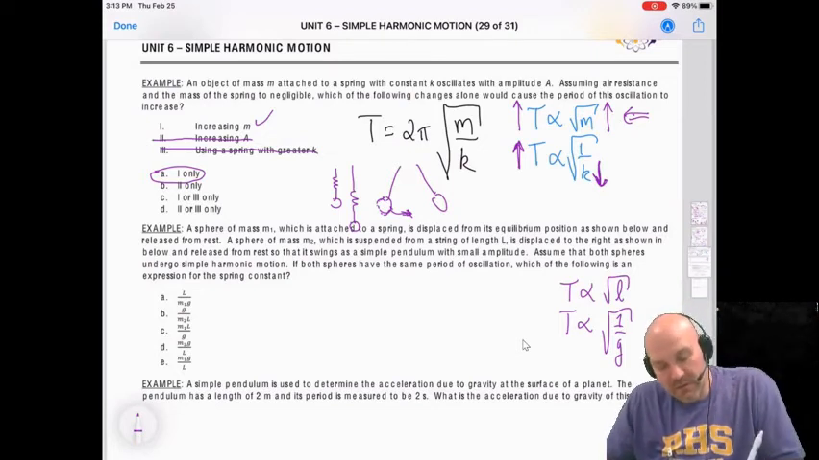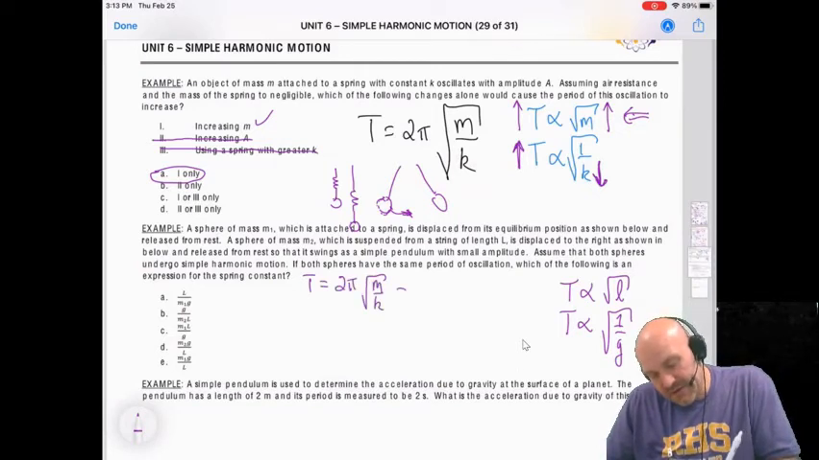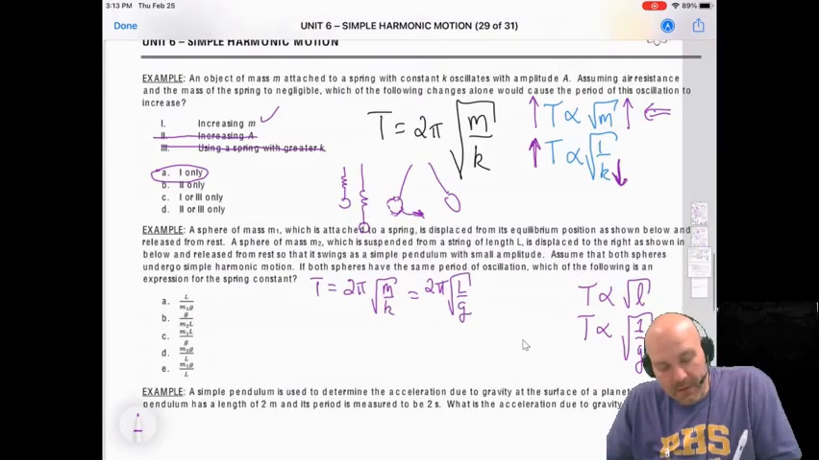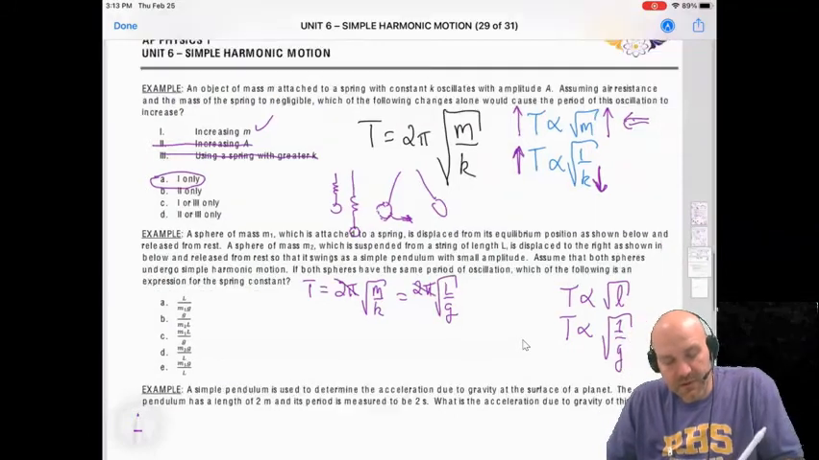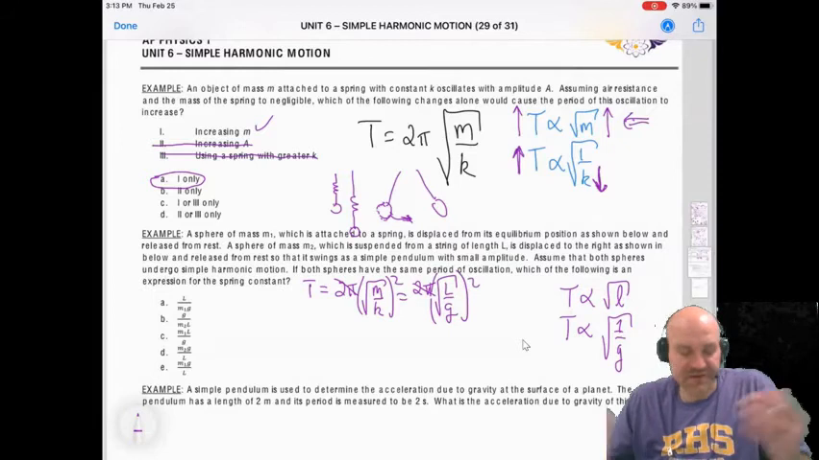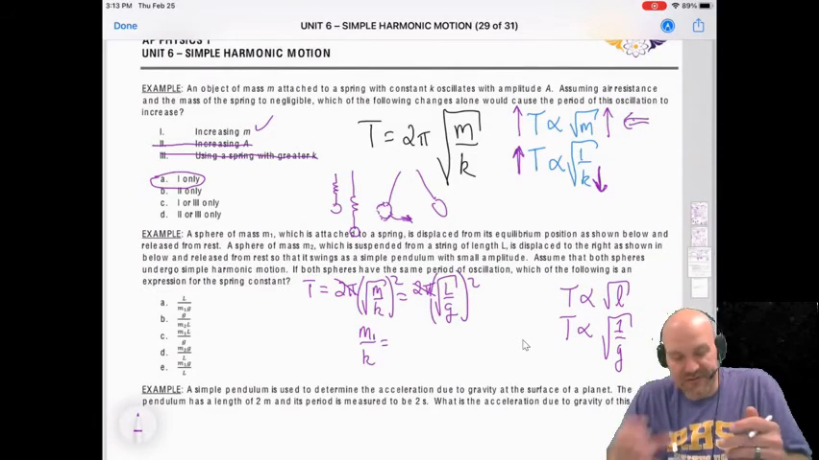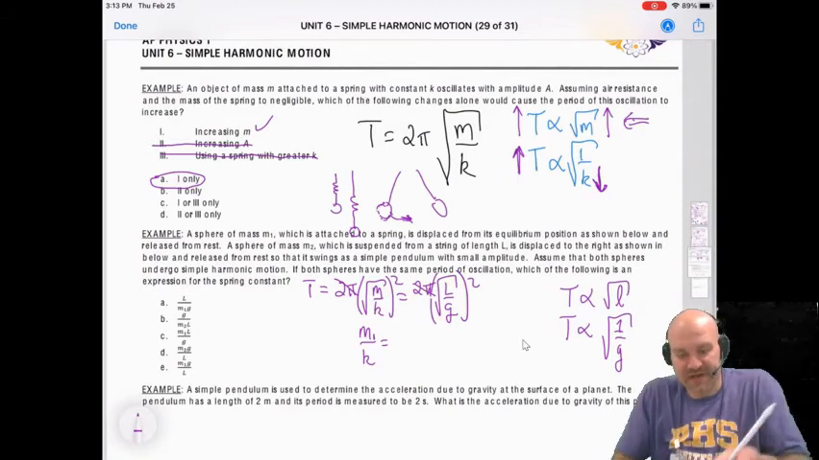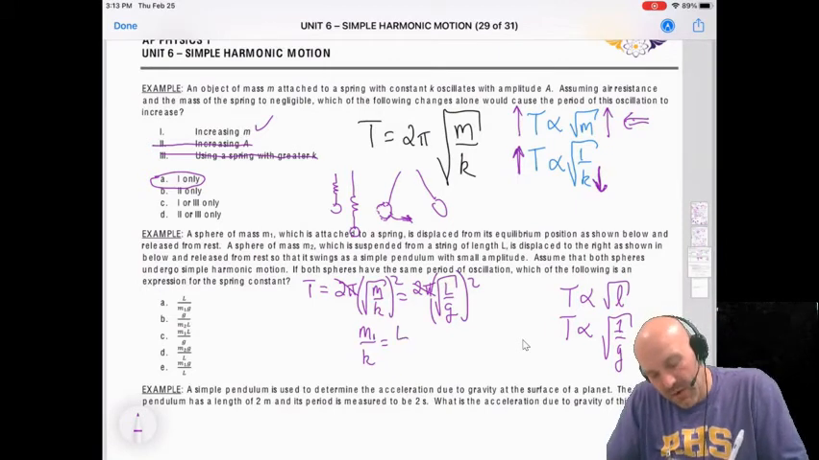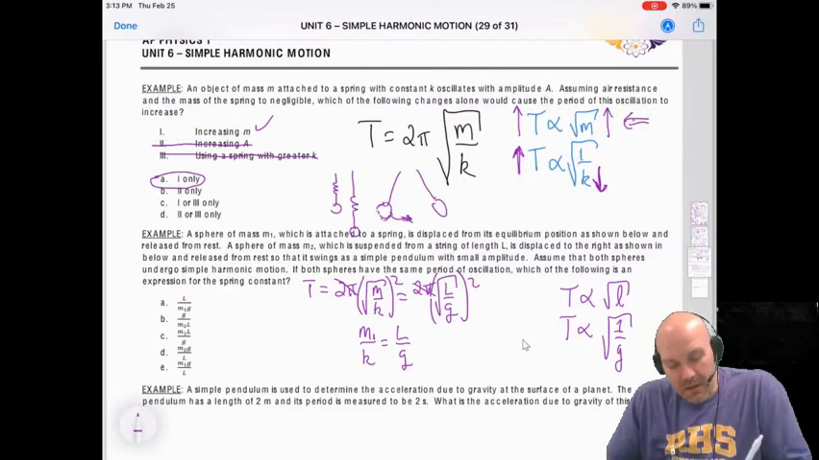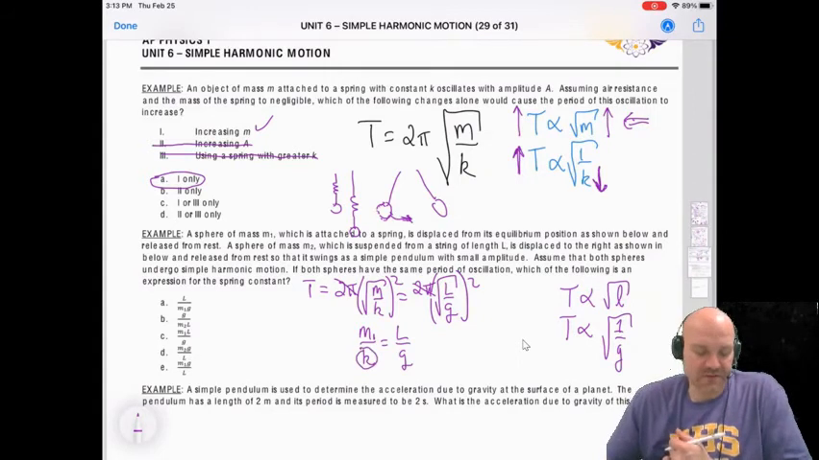All we have to do is take the two period equations and set them equal to each other. So 2 pi square root of m over k is going to equal 2 pi square root of L over g. The 2 pi's will cancel out. And if I square both sides, the square roots cancel out. So I end up with m over k equals, and this is going to be m1 because that's the mass attached to the spring, over L over g. And all I've got to do is the algebra to solve for this.